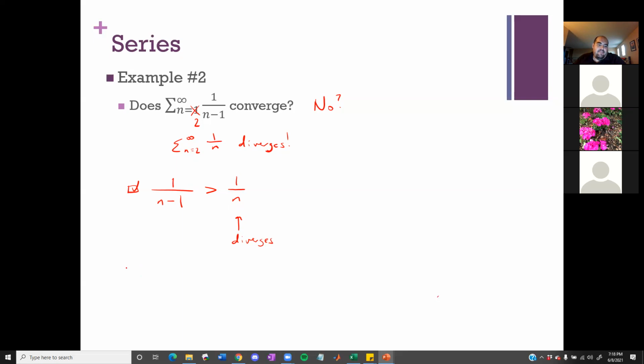So that means that, I gotta remember to keep my indexes straight since I messed up there. Since this diverges, this bigger one diverges as well.